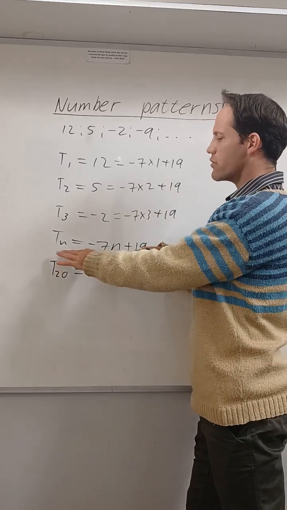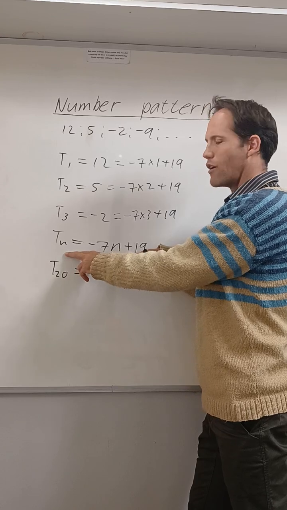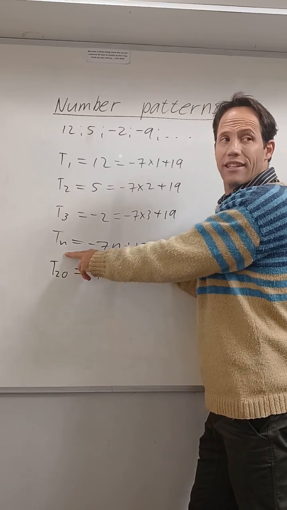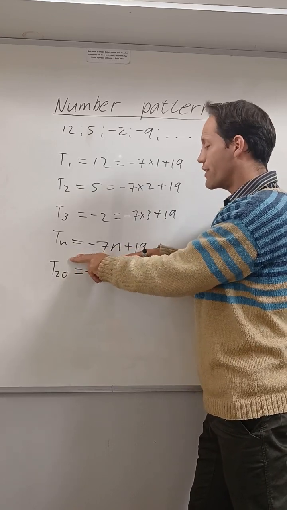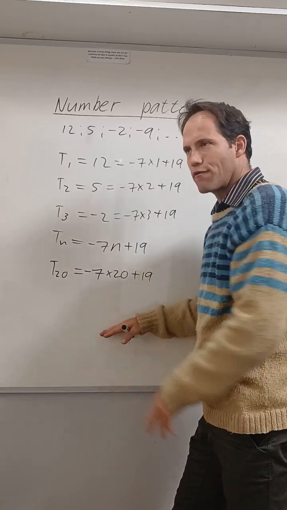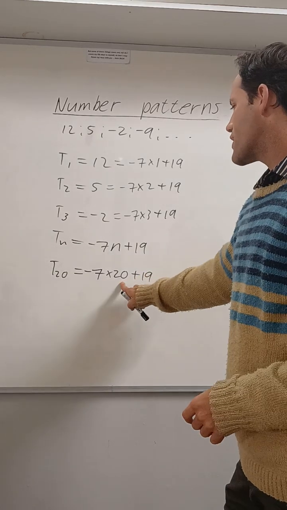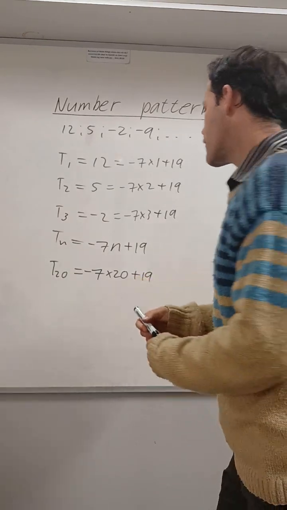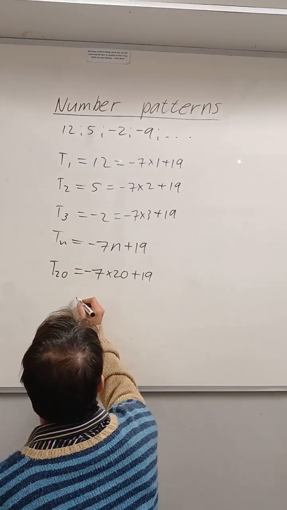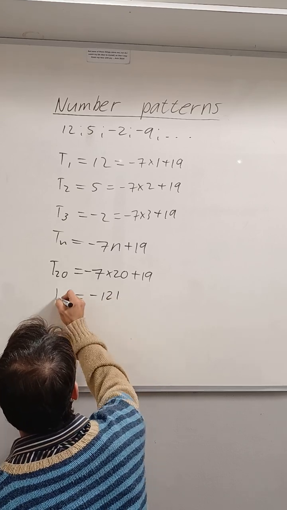So this general term, the nth term, is very important. This helps you to find any term. So the idea is to figure out how do I get this so that I can find the 20th term or the 40th term or the 50th term or the 100th term. So now you can check negative 7 times 20, negative 140, and then plus 19. So it's negative 121 for the 20th term.